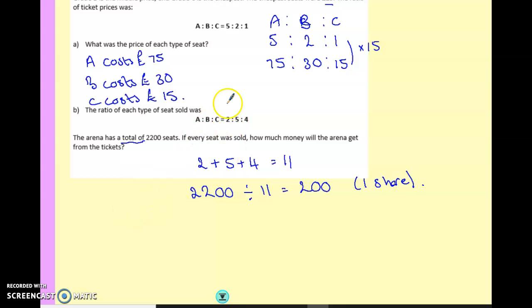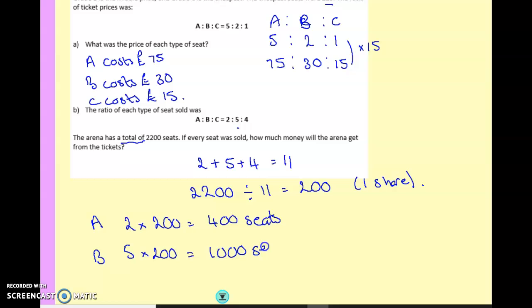So these are my A, my B, my C. So A is 2 lots of that. So A would be 400 seats. B is 5 lots of that. So B would be 1,000 seats. C is 4 lots. So that would be 800 seats. And it's always worth a quick check. 4 add 8 is 12. Yeah, that adds up to 2,200.